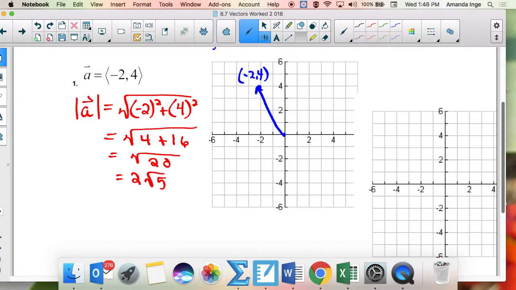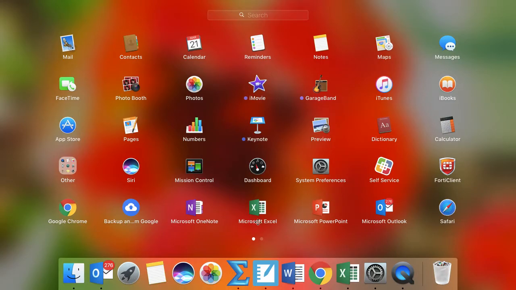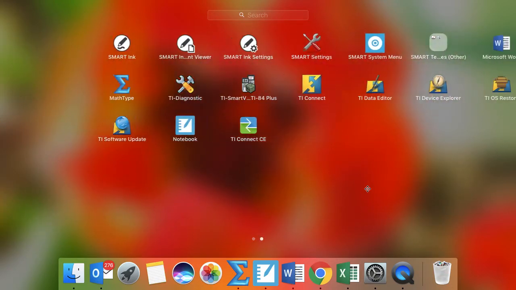All right, so now we want to talk about the direction it's going in. The direction is always the tangent of theta, which is going to be the y value over the x value. So we get the tangent of theta is equal to 4 over -2. So we want to put this in our calculator and find out what the degree is. Once again, you want to make sure that your calculator is on degrees.